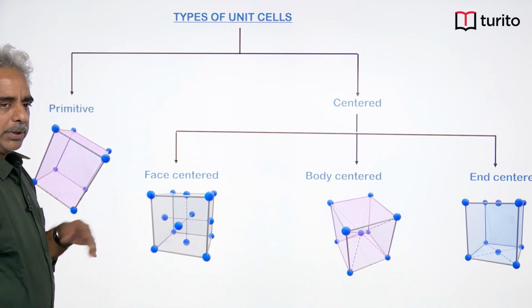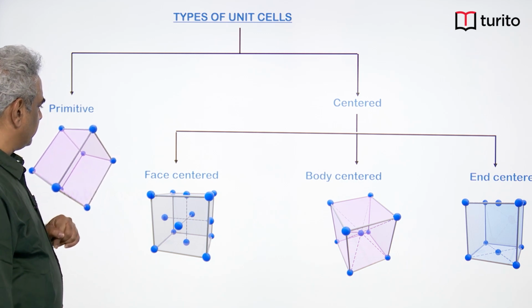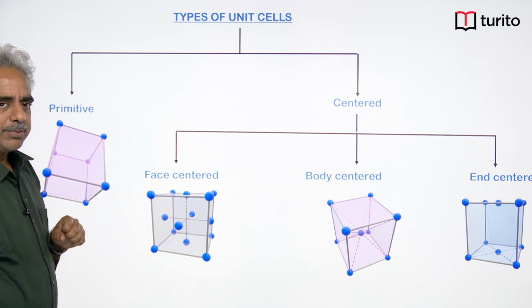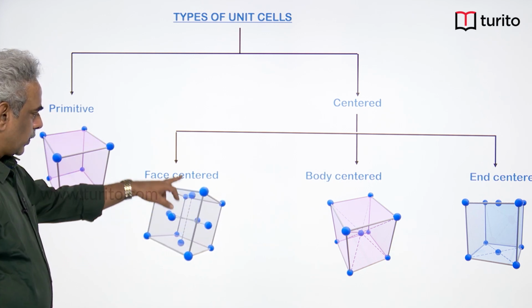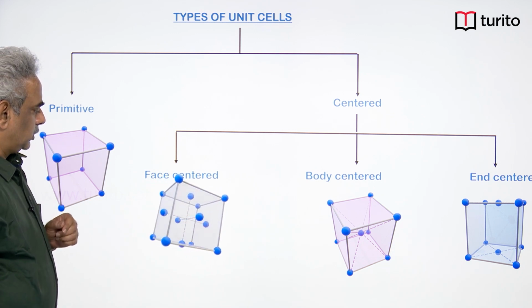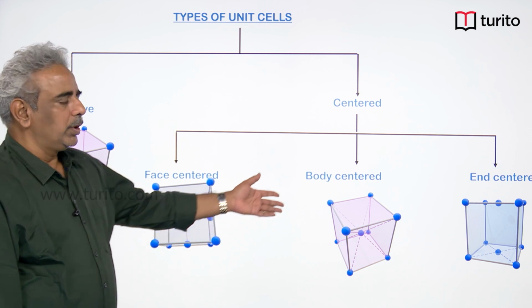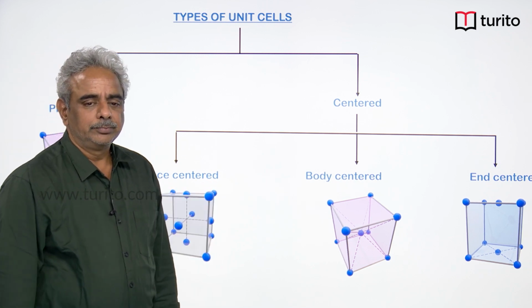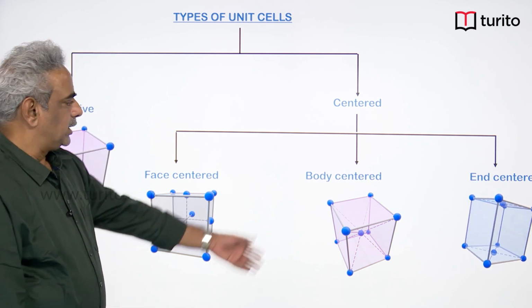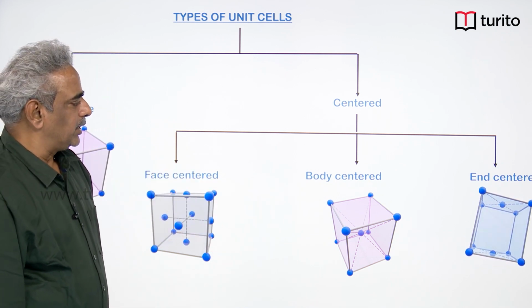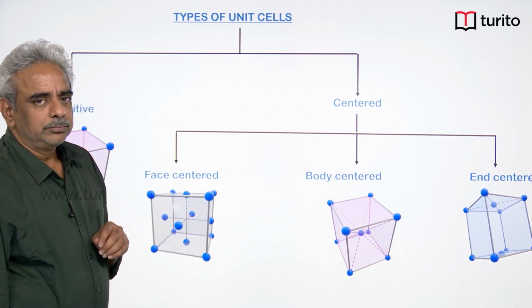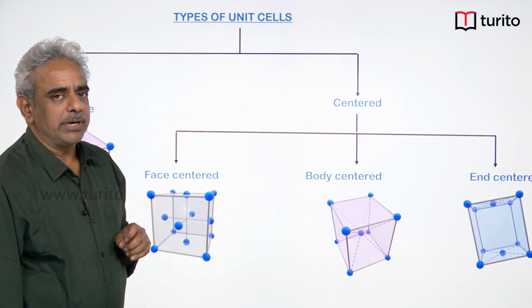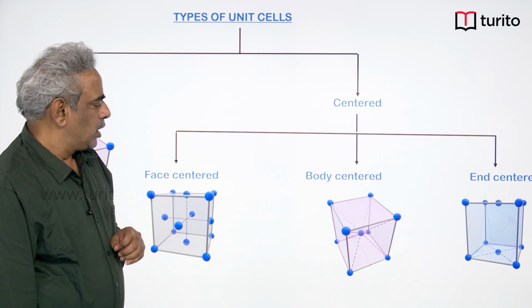So, just see the primitive cell has got only the corners, and face centered has got corners and faces covered with particles. You can see body centered with corners, and that is end centered, corners and opposite faces. So, the difference between end centered and face centered is simply, in end centered only one pair of opposite faces will have atoms. So, this is how we have got unit cells.